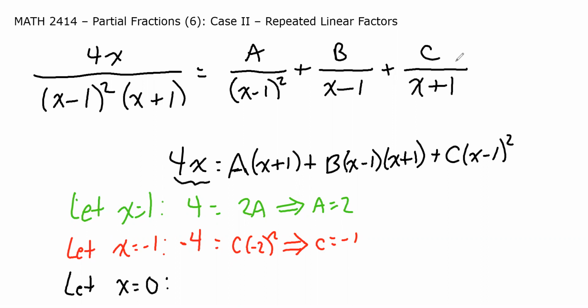All right, in the 4x on the left, putting in 0 for x clearly gives you 0. In the first add-in, putting in 0 for the x gives us a times 1, which of course is just a. In the second add-in, putting 0 for the x will give us b times -1 times +1, so that's just -b. And when we put in 0 for x here, we get c times -1 squared, but that's just +c.